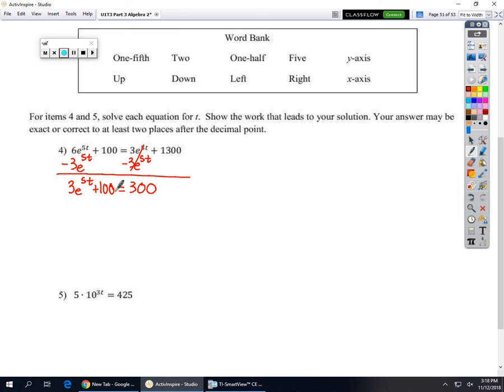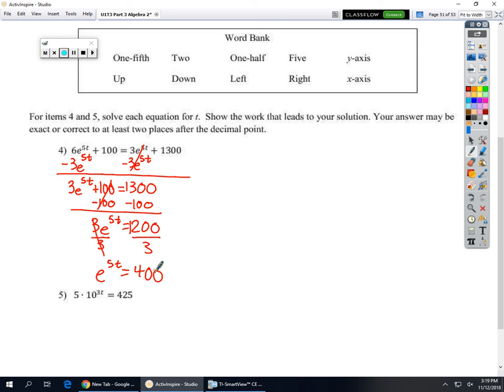All right, well, now I got to get rid of the 100, subtract 100 from both sides. 3e to the 5t equals 300 minus 100 is 200. All right, next, I have to get rid of the 3, so I got to divide both sides by 3. E equals 200 over 3. Oh wait, look, I made a mistake. It's not 300. It should be 1,300. So that should be 1,200. Oops. So 1,200 divided by 3, that's e to the 5t equals 400.